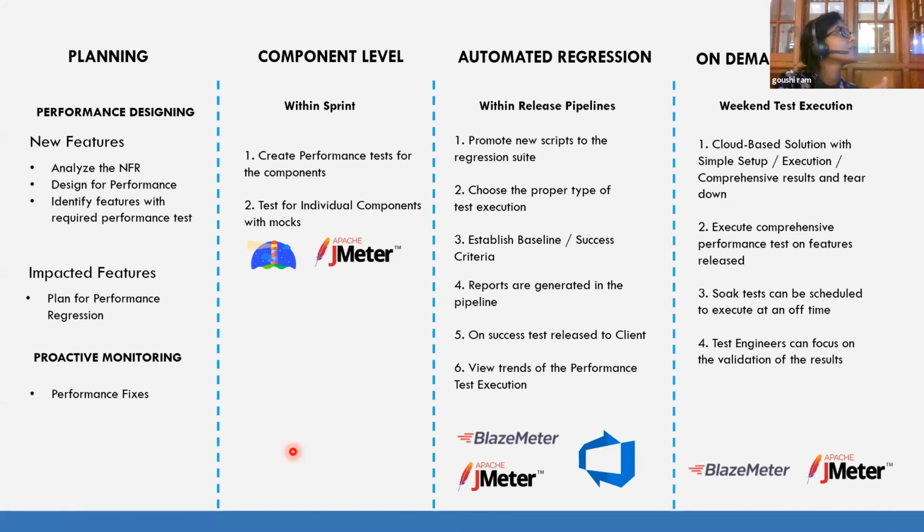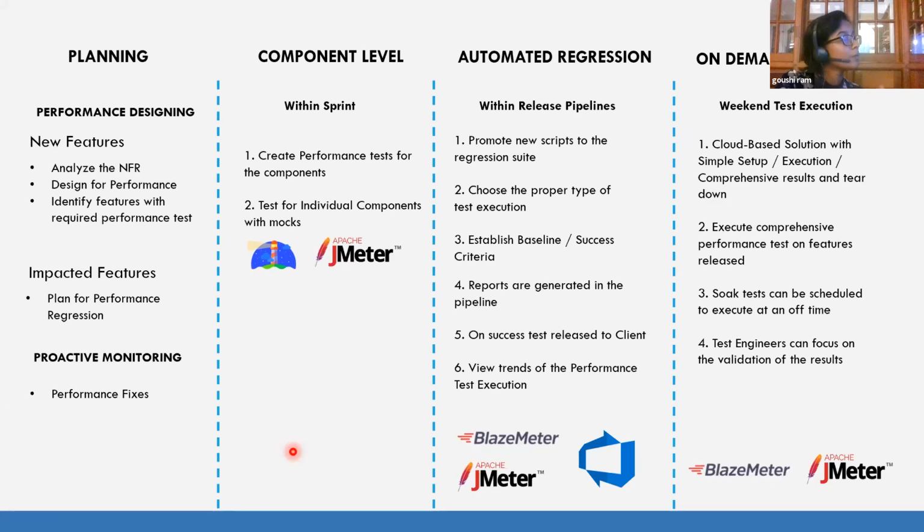So during planning phase, we can discuss the performance related requirements and design for the performance of new features. After that, using these performance requirements, we can identify the features that need to be tested for the performance and push them for the component level performance testing. So for the impacted features that we identify with the performance requirements, we can plan for the regression performance and push them for the automated regression.